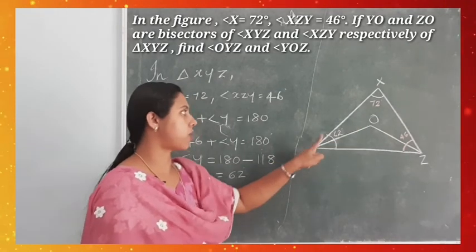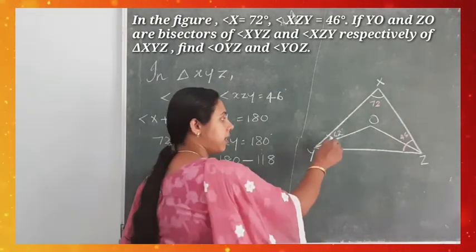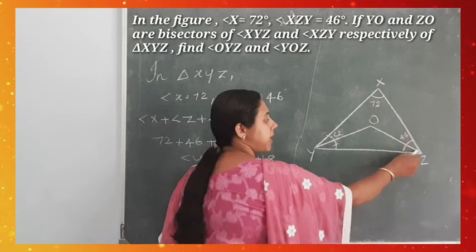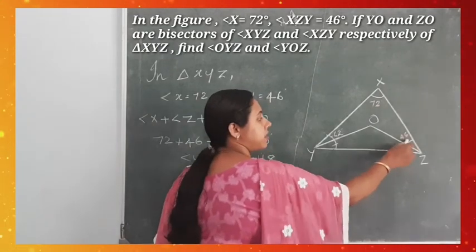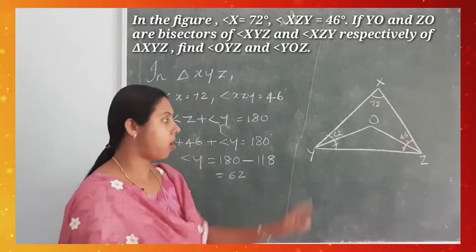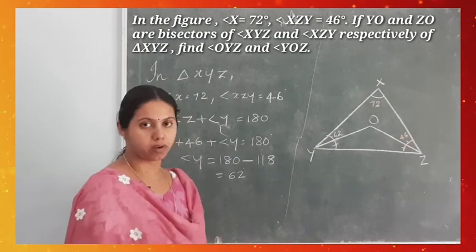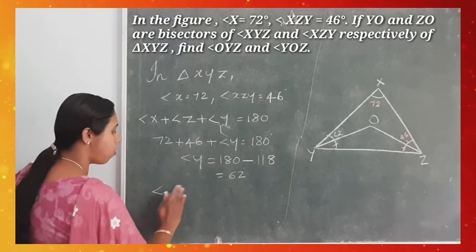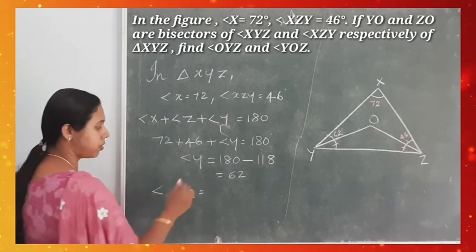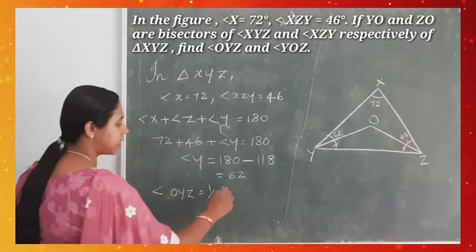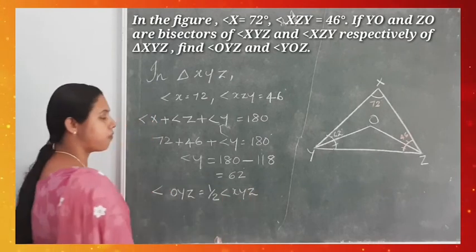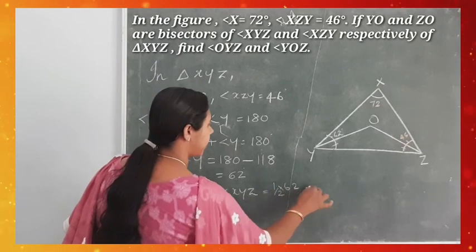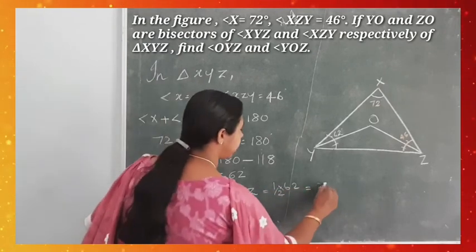YO is the bisector of angle XYZ. That means it divides the angle into two equal halves. And ZO is the bisector of angle XZY. So it divides the angle into two equal parts. The whole angle we know, then the half we can find out. So angle ZYO or OYZ is equal to half of angle XYZ or half of angle Y, which is equal to half of 62, that is equal to 31 degrees.